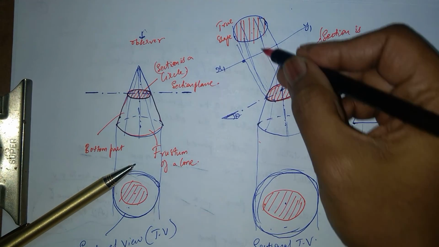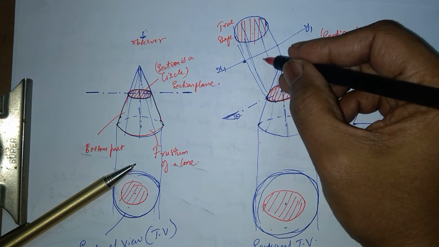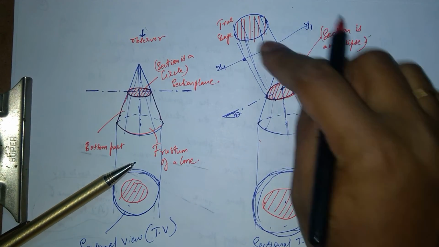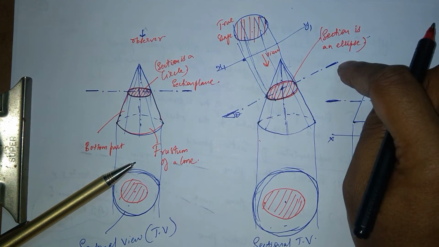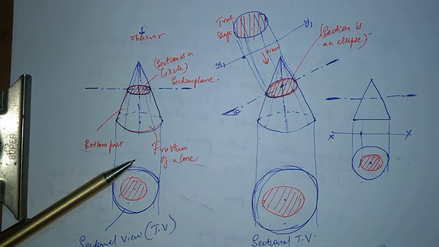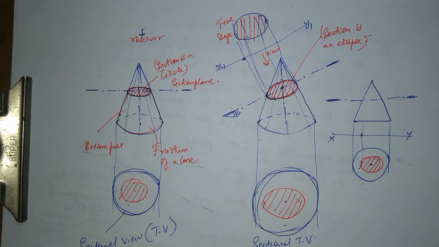That means if you're seeing perpendicular to the section plane, seeing from here, this is your view. The view is perpendicular to the section plane. Whatever I see from here, that is your true shape. Alright, so this is about your sections introduction.